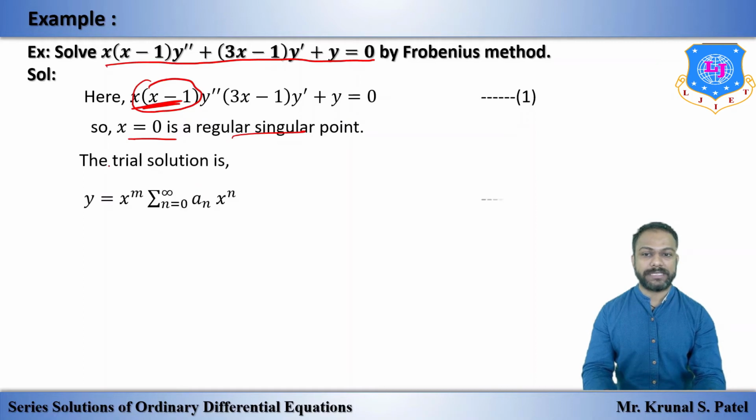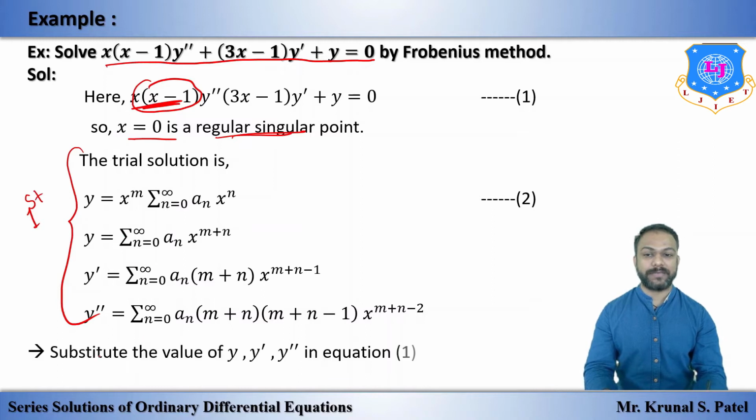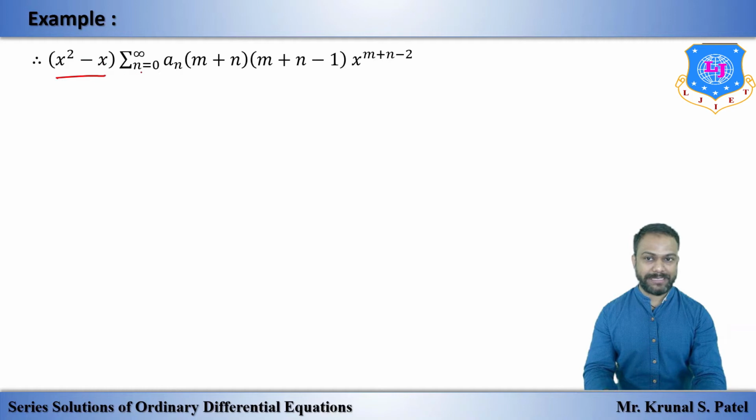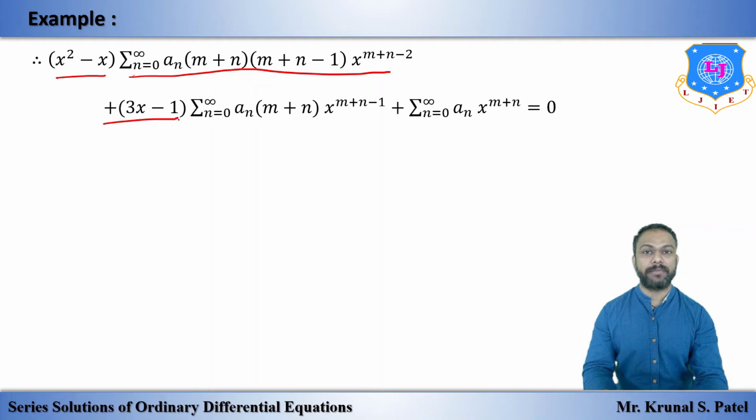So the trial solution is given by this. As I told, this is the entire trial solution, which never changes for a regular singular point, and this is our first step. Now the second step is to substitute all these values in equation number 1. So we just have to substitute the values. So this term as it is, we will put y double dash, plus this term as it is, y dash, this term as it is, and y. Okay, if we expand this bracket, we have x square minus x. So we have the first coefficient x square minus x as it is, this is our y double dash, plus 3x minus 1 as it is.